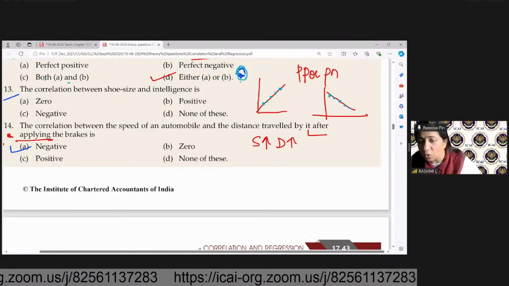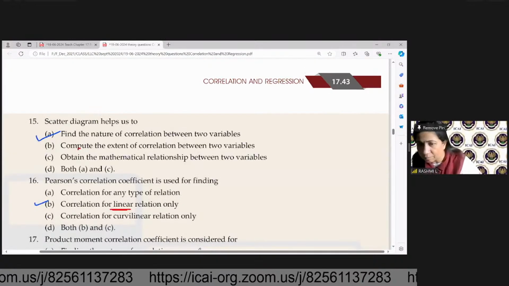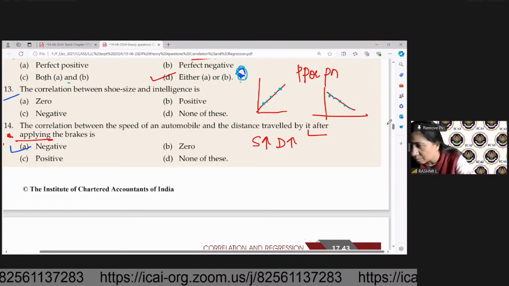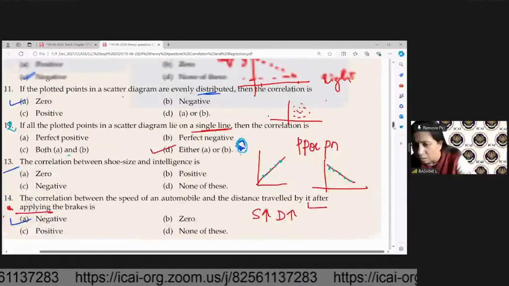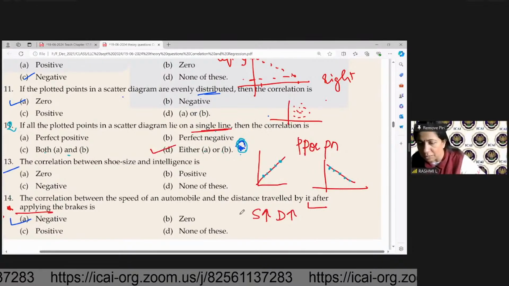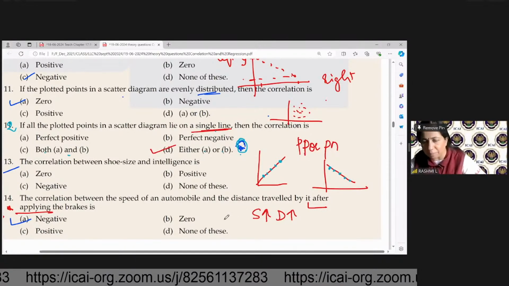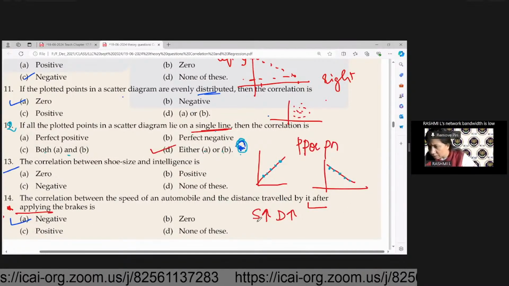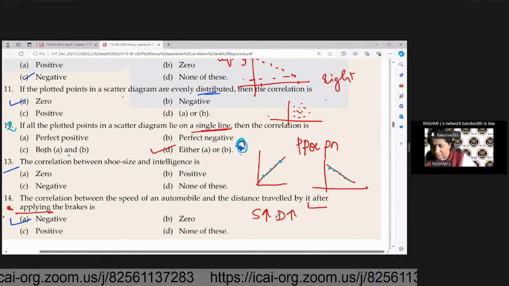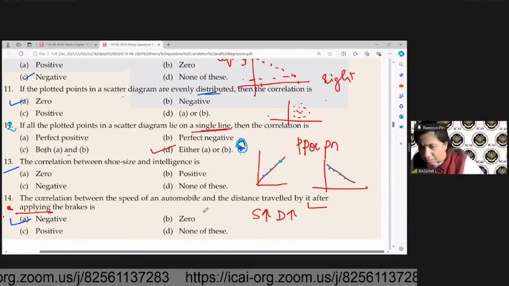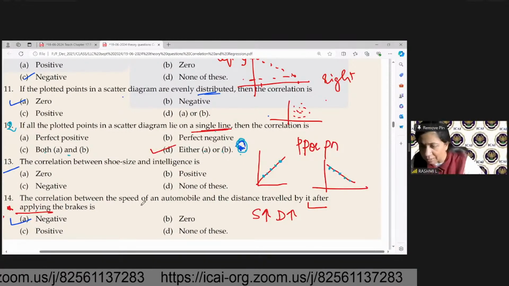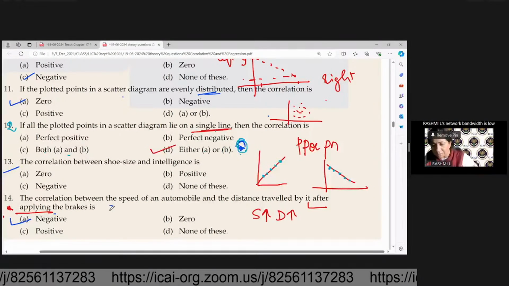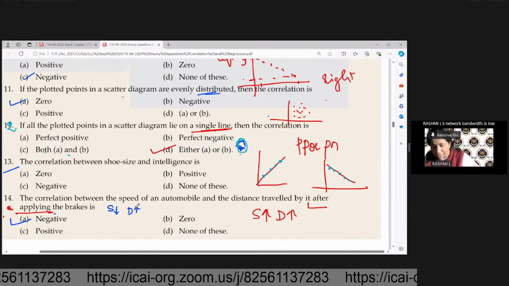The correlation between the speed of the automobile and the distance traveled by it after applying the brakes is negative because as the speed decreases, because applying the brakes means the speed is decreasing, but the distance traveled is increasing.